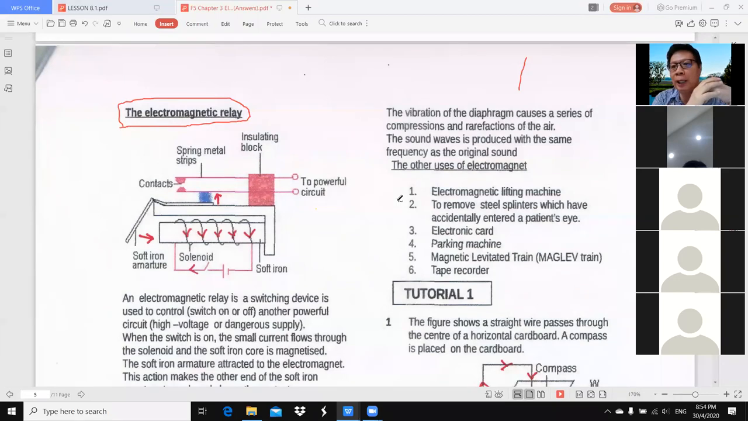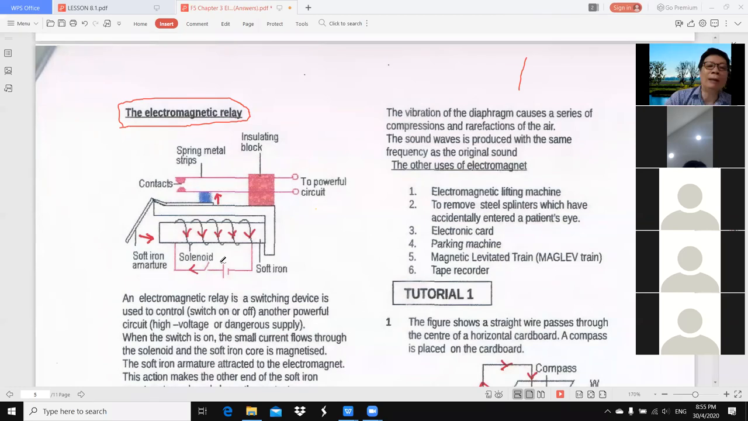We turn on the big current switch using another small current circuit. I repeat again, we use a small current circuit to turn on a bigger current switch. That is called an electromagnetic switch, electromagnetic relay. We use a small current circuit, and this small current circuit can use magnetism to turn on a bigger current circuit. We are safe. Understand? We pass the job to somebody else to turn on the high power supply switch.